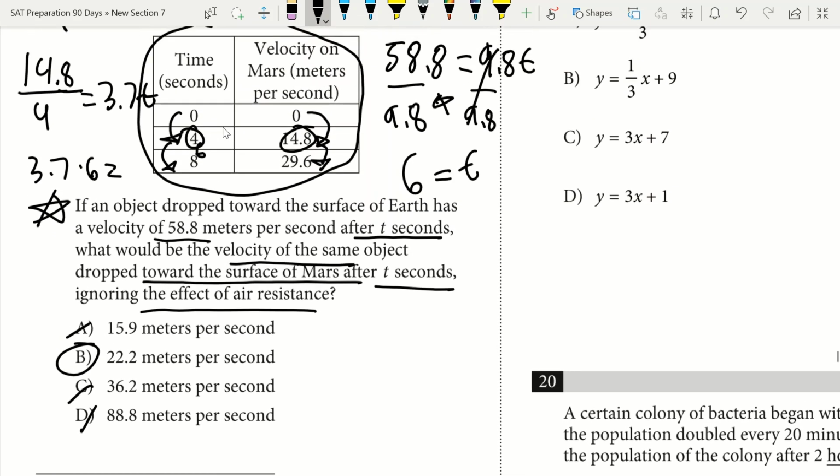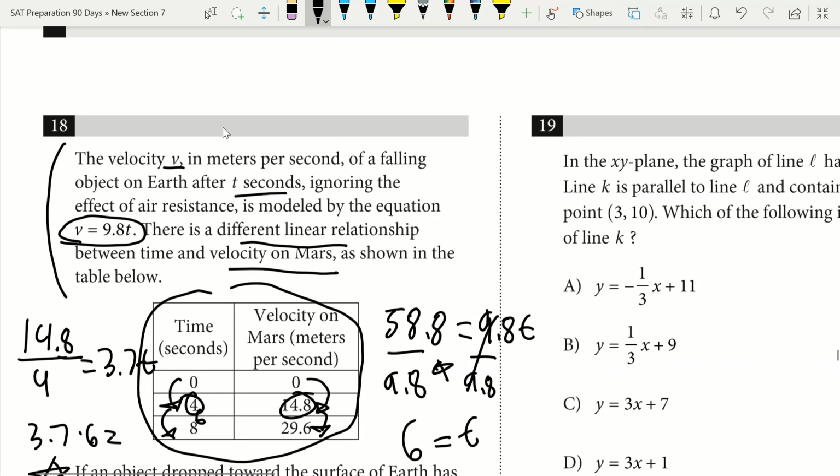All right, so as far as tips for that one, if there's a ton of words and you're short on time, here's what you're going to do. If you don't want to read it all, then what you want to do is find equations, and find what they're representing.